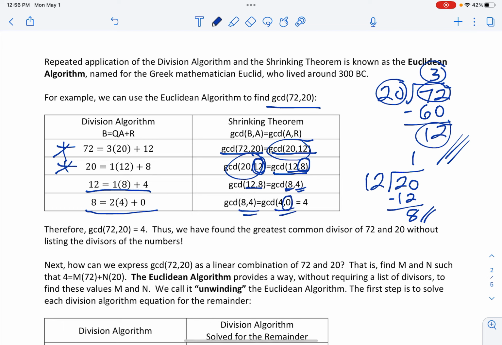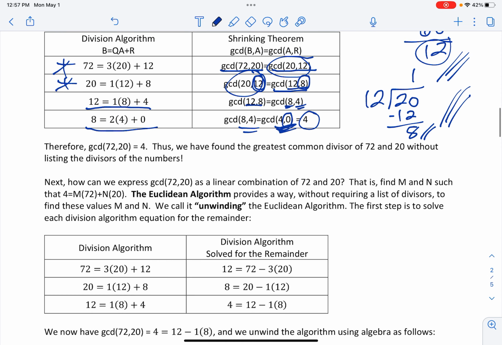Once you get to 0, you're done, because the GCD of 4 and 0 is 4. Right, so just choose that number there, and that's your GCD. Thus, the GCD of 72 and 20 is 4. So it's a process to find the greatest common divisor of two numbers without having to list the divisors of the numbers at all. It might take a while, but if you use long division, it's not hard, and it's just writing it out, okay? And again, as these numbers get bigger, this is definitely a preferred method.